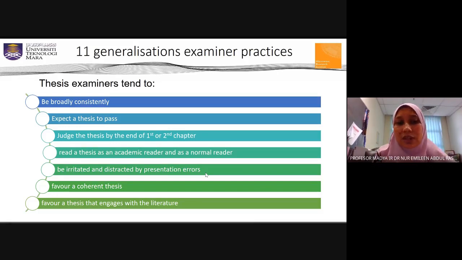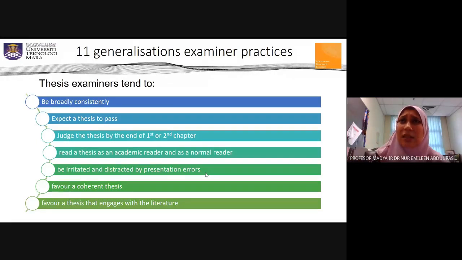Okay. So the fourth is read a thesis as an academic reader and as a normal reader. So a thesis should be an enjoyable read in order to sustain an examiner's good impressions. Examiners take a lot of time and effort to assess the thesis. So kalau dia tak suka, then they are likely to judge it to be of poor quality. So examiners may read in the evening when they are tired, and it might take two to four days, or ada yang sampai like 2-3 weeks baru habis baca thesis tu.